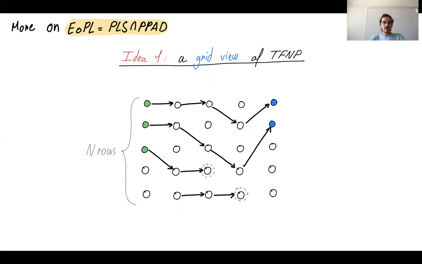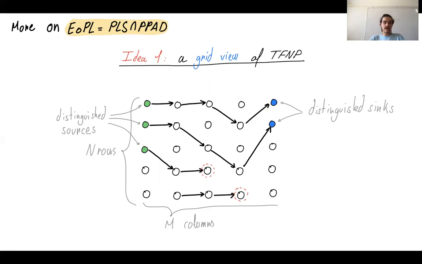So we're given a grid of vertices with n rows. You should think of n as being exponential, right? And m columns. You can also think of this as being exponential, although it's not that important. You're also given distinguished sources in green and distinguished sinks in blue. And the constraint is that there are more sources than sinks.